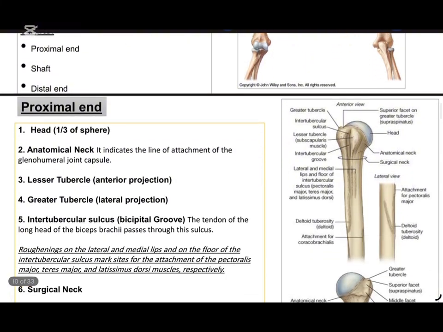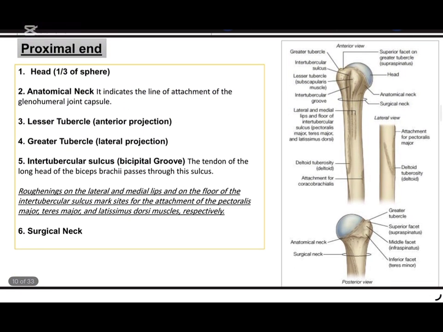Let's see the characteristics of each part of this bone. First, at the proximal end, we have what is called the head of the humerus. This head is one third of a sphere, okay? We said earlier it articulates with the glenoid cavity of the scapula to form the shoulder joint. Then this line, if you see this line, this is the anatomical neck of the humerus. And I also have another neck here, we call it the surgical neck, okay?